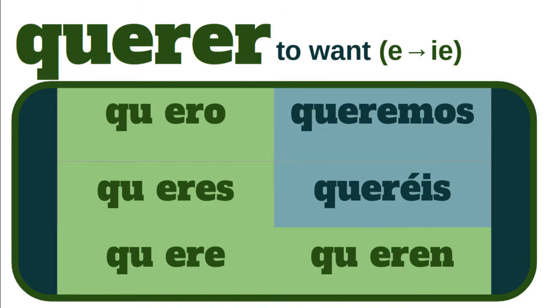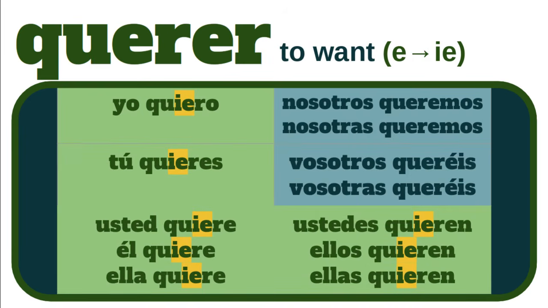But for the other 4 forms, we're going to add an I before the E. So the yo form is quiero, the tú form is quieres, the él and ella form is quiere, and the ustedes, ellos form is quieren. It's an extra letter, which is an I. Because of that, we call this an E to IE stem change. And this change only occurs in those 4 forms, it does not occur in the nosotros or vosotros forms.